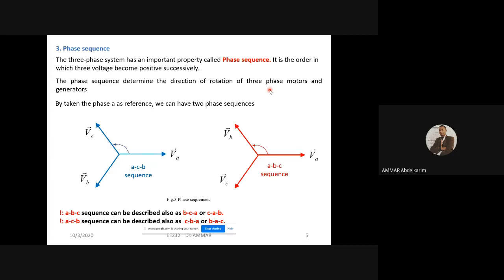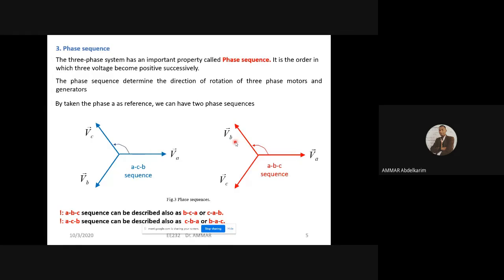So by taking this three-phase system, we're going to have two phase sequences. If we take this direction, VA, VB, VC, we have the first phase sequence, which is ABC. And if we take the other direction, we have VA, VC, VB. So we have two phase sequences.